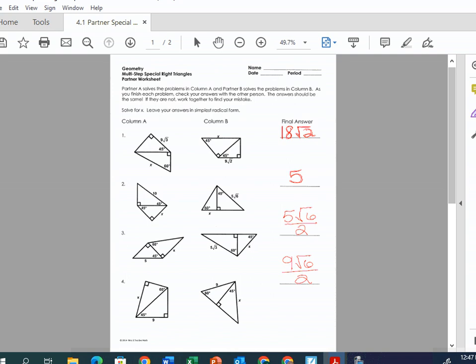Having some struggles. I hate triangles. You hate triangles. I can't figure it out.